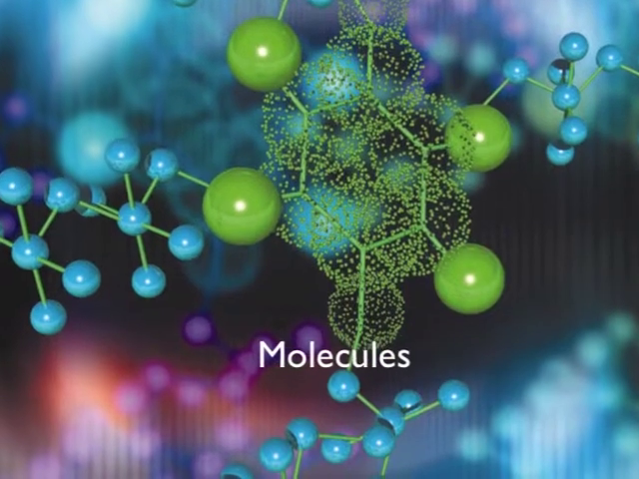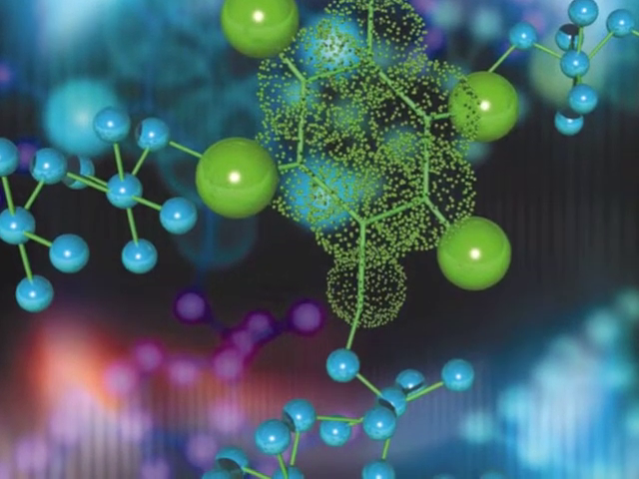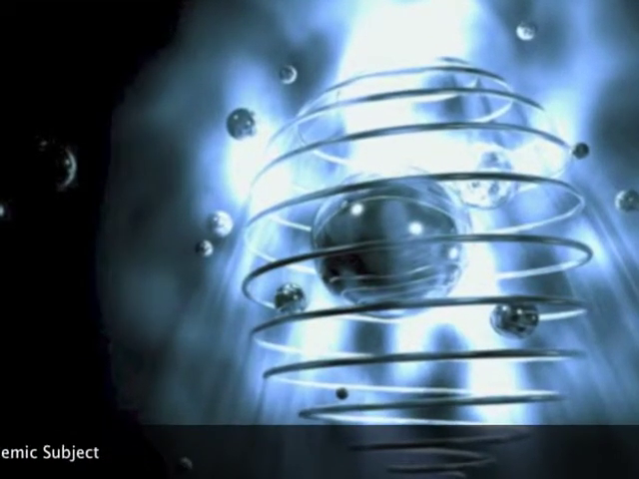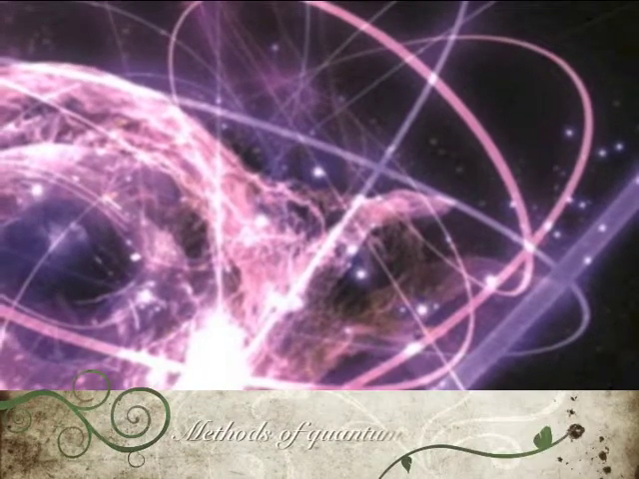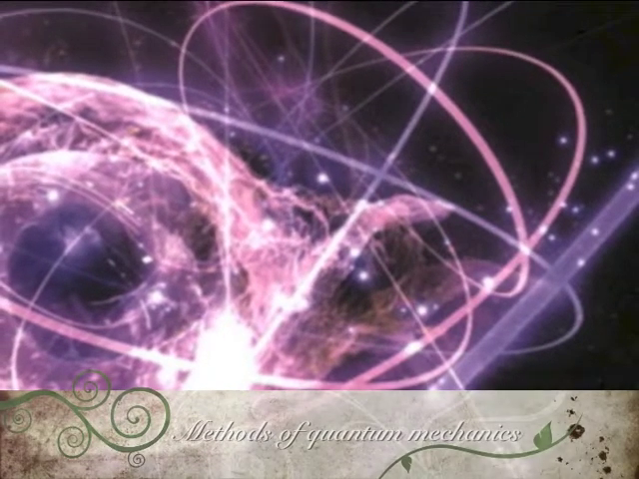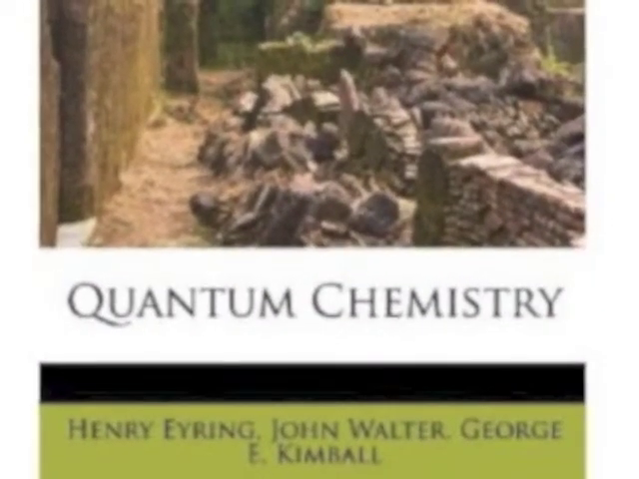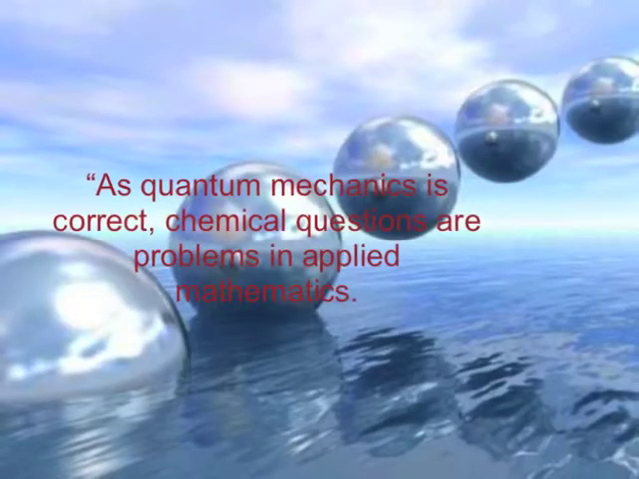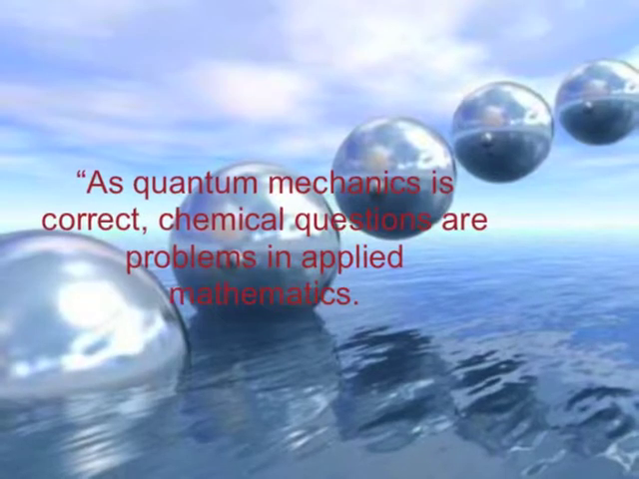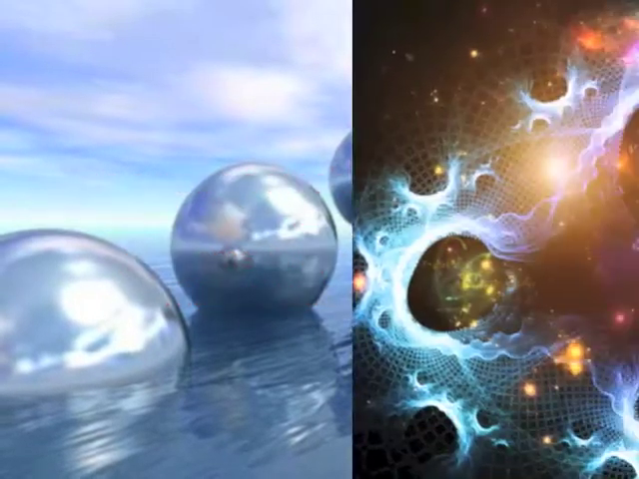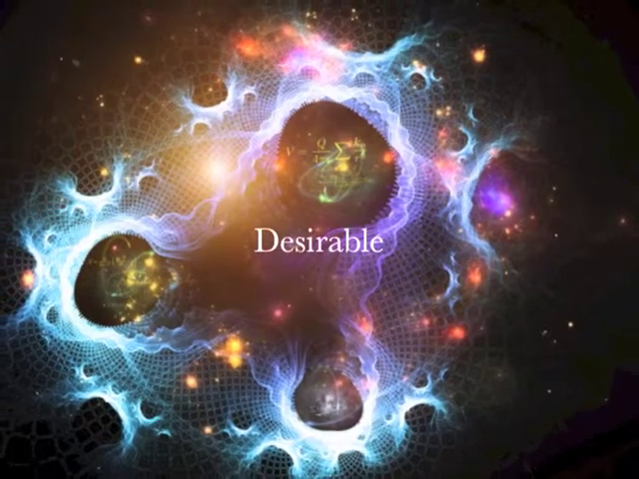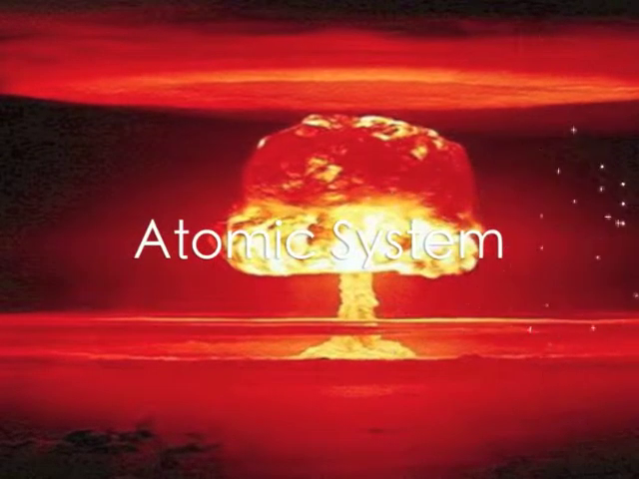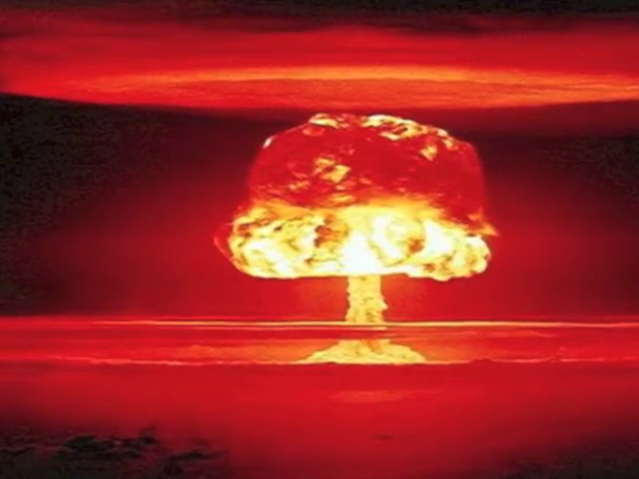Molecules are the largest part of chemical substance. In accurate definition, quantum chemistry is an academic subject that studies molecules and processes involving molecules by using methods of quantum mechanics. Harry Irwin, John Walter, and George Kimball wrote a text on quantum chemistry. It said, "As quantum mechanics is correct, chemical questions are problems in applied mathematics. The quantum mechanics becomes desirable. It can lead to an explanation of main features of complex atomic systems without too much computation."